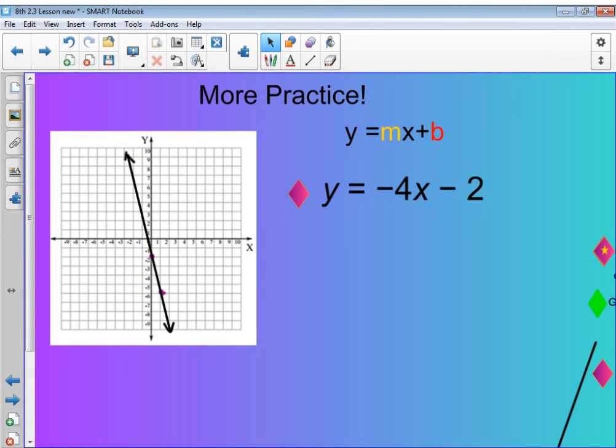So you should have ended up with a line that looked like that. Notice how it's a negative slope. And if I check the slope, it is 4 over 1. And we started at -2.